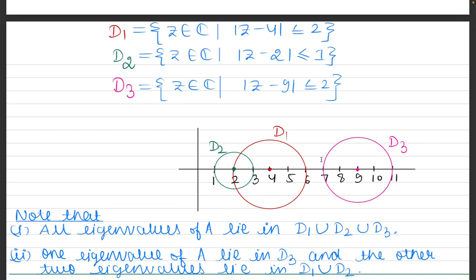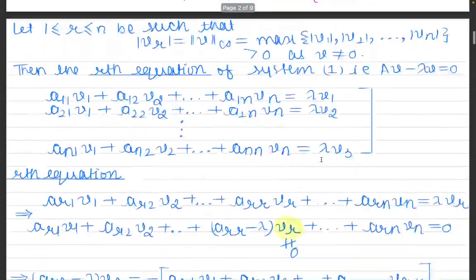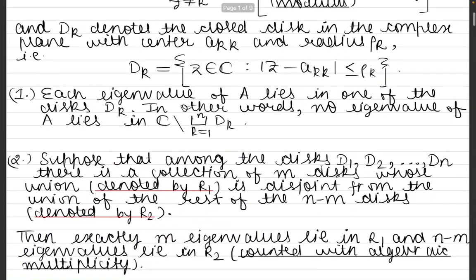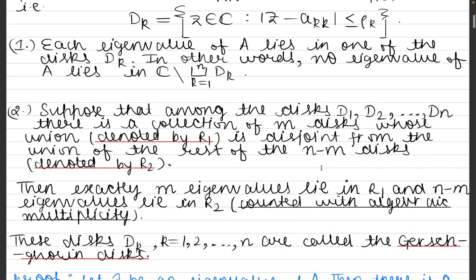The second part says, suppose that among the disks there is a collection of m disks whose union is disjoint from the union of the rest of the disks. Then exactly how many eigenvalues? M eigenvalues lie in that disjoint union.